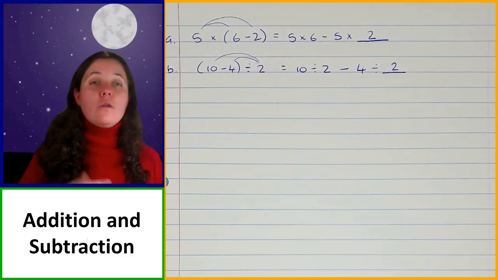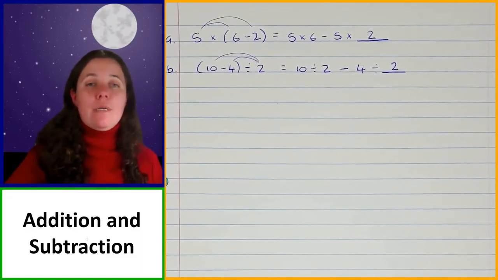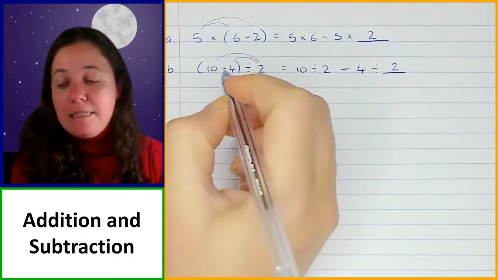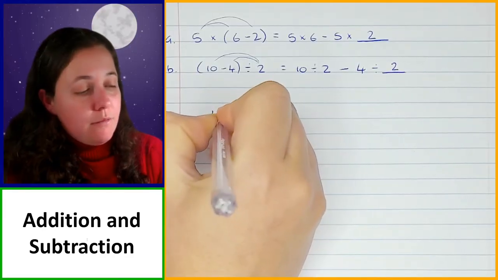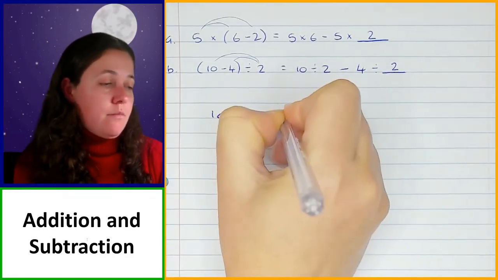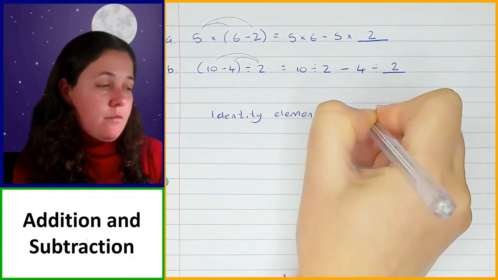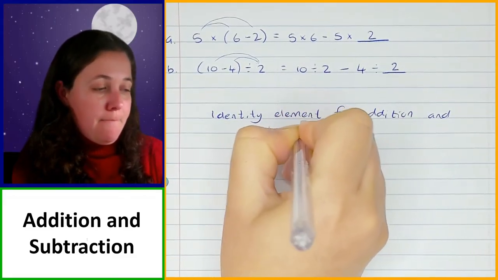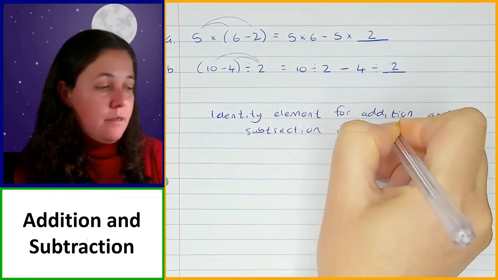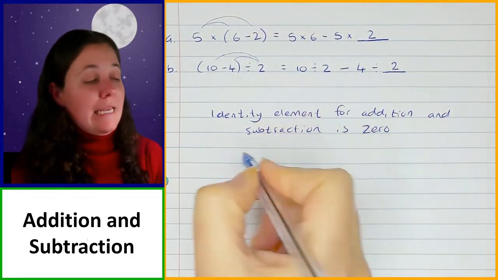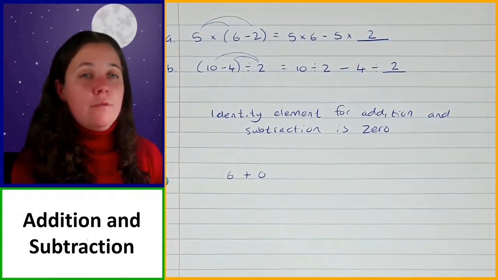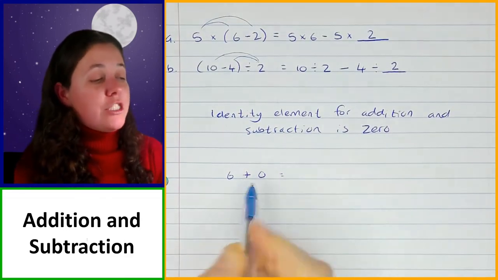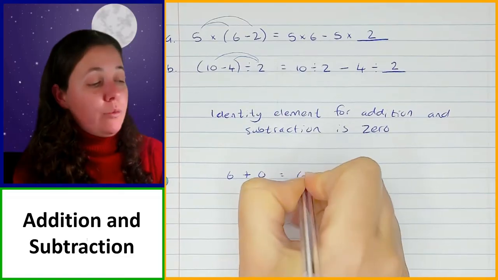Okay, so for addition and subtraction, what can you add or subtract to or from any number and it won't change the value of that number? That would be 0. Okay, so our identity element for addition and subtraction is 0, okay? Because I can take any number and I can say 6 plus 0, or 100 plus 0, or 1000 plus 0, or any number, and I can add 0, and it's not going to change the value of that number. So it will still be equal to 6.